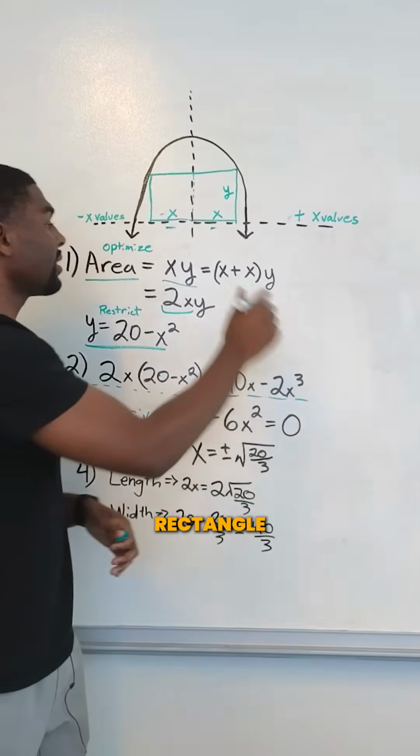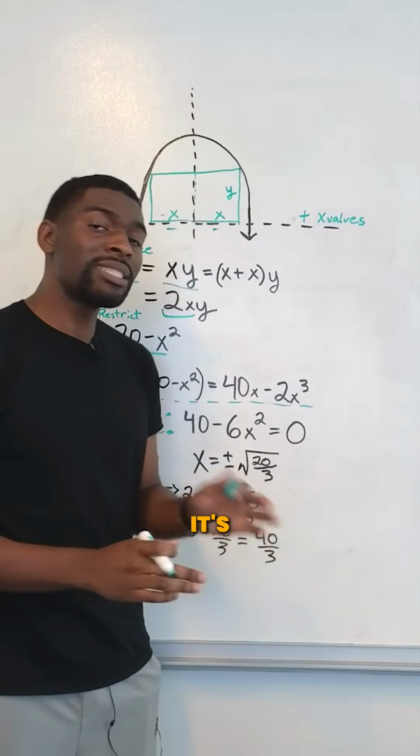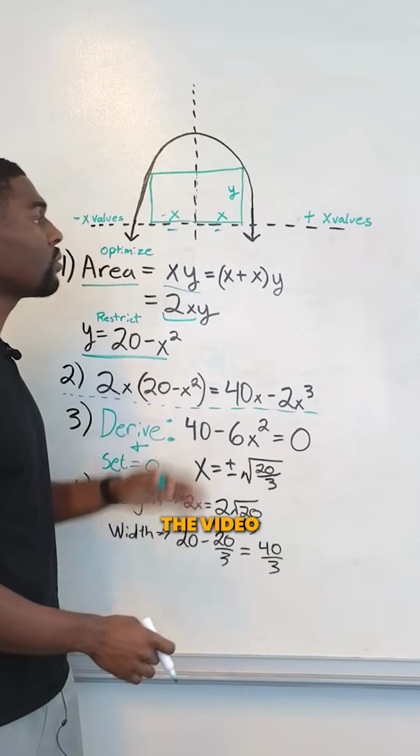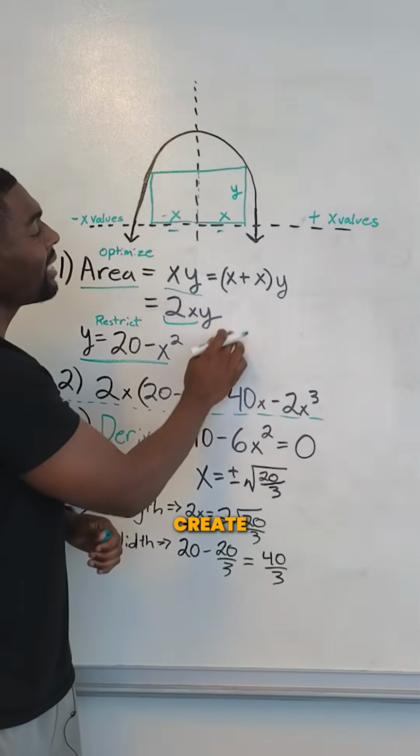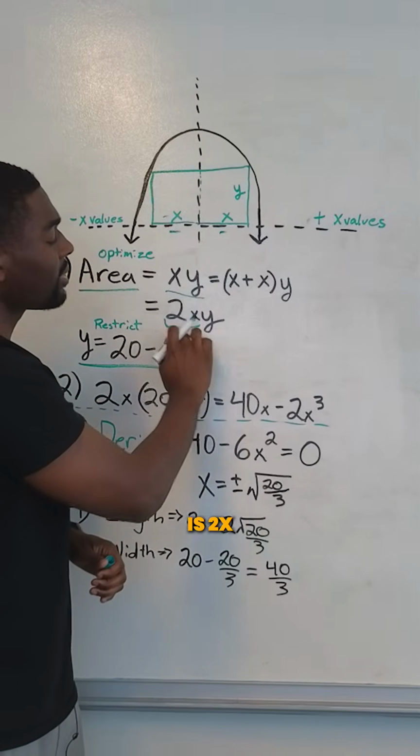Now, the area of a rectangle is x times y, but in this problem, it's a bit unique. So if you need to pause the video, take a moment and see how we're able to create that this area is 2x times y.